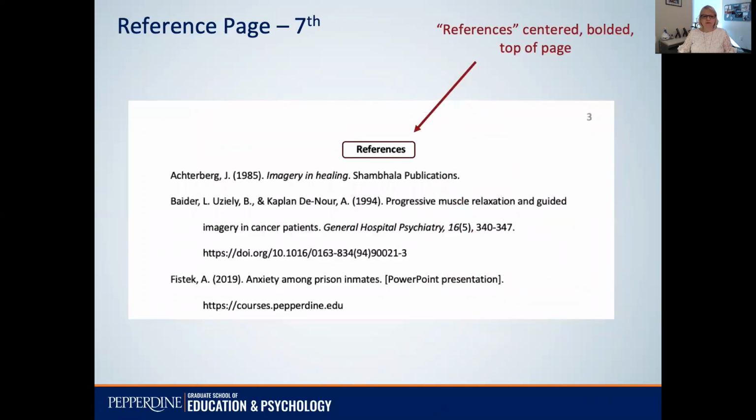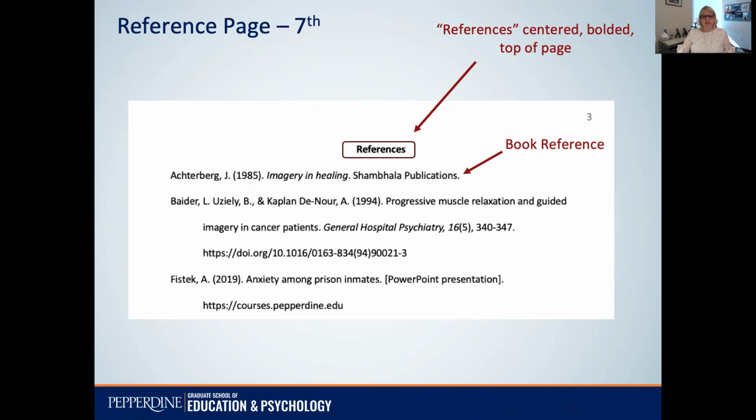Then here's the reference page for the 7th edition, and you'll notice it's very similar except for the font, like I mentioned earlier, and references is bolded. So now what APA has done is made it consistent. So your title's bolded, your headings are bolded, and the reference page notation here is bolded.